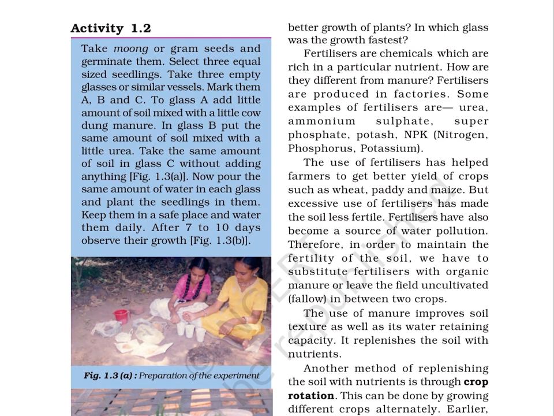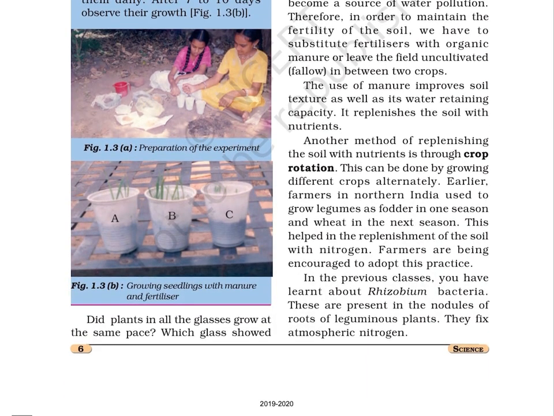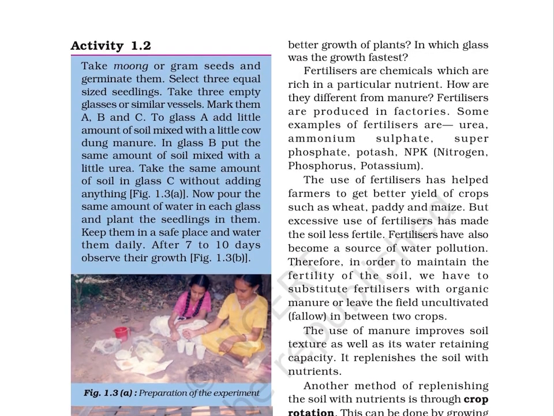Figure 1.3a depicts preparation of the experiment. Figure 1.3b shows growing seedlings with manure and fertilizer. Did plants in all the glasses grow at the same pace? Which glass showed better growth of plants? In which glass was the growth fastest?